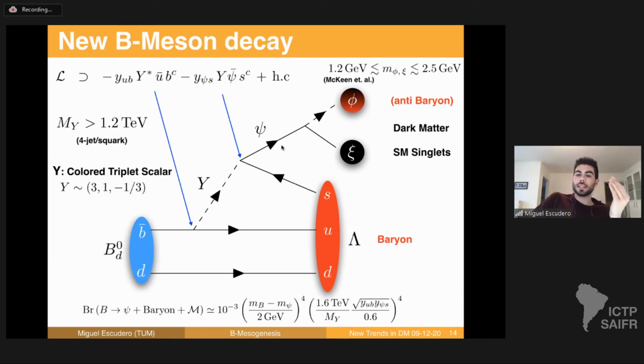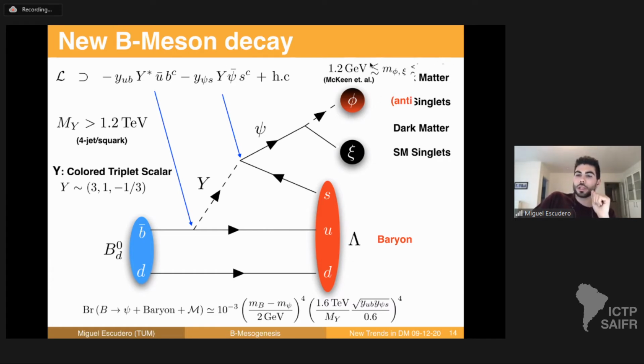Now, this cannot be the entirety of the dark sector, because this particle effectively couples to three quarks and will eventually decay. So you need to add more species to the dark sector, and the two that we chose were a scalar anti-baryon, that is a standard model singlet, this phi, and a standard model singlet Majorana fermion, xi. So these are the particles that will actually compose the dark matter that we observe if the mechanism is at play in the early universe.